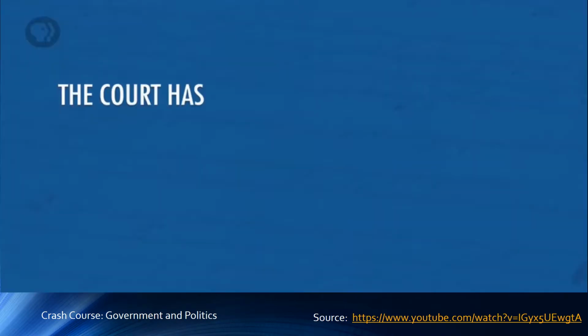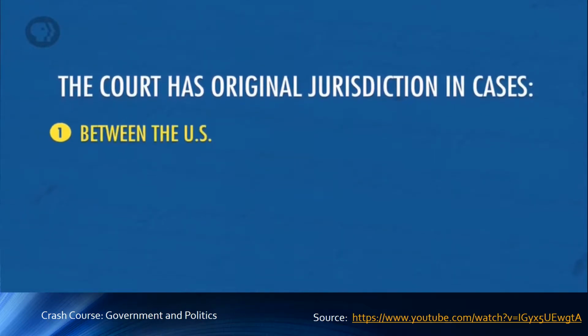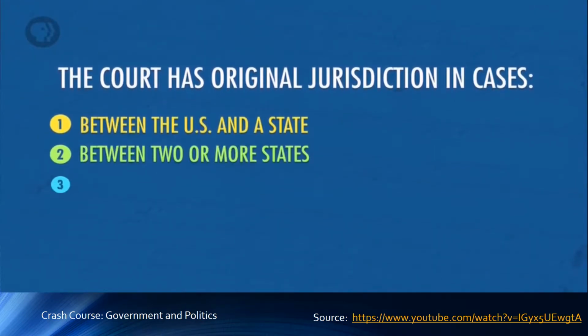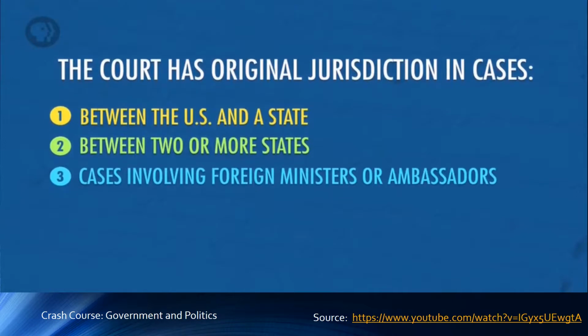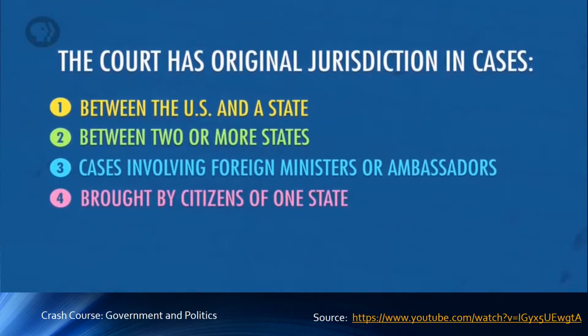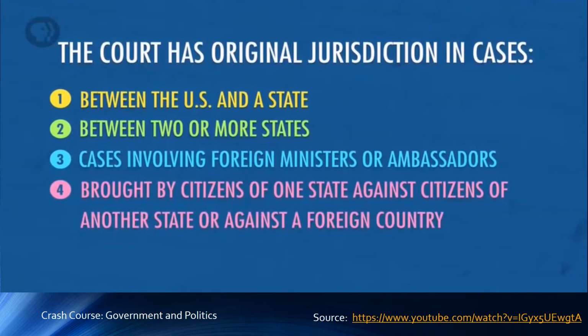The court has original jurisdiction in cases between the U.S. and a state, cases between 2 or more states, cases involving foreign ministers or ambassadors, and cases brought by citizens of one state against citizens of another state or against a foreign country. What do these cases have in common? The main thing is that you can't imagine there being a single state where they could happen. This is especially true in cases involving foreign officials.